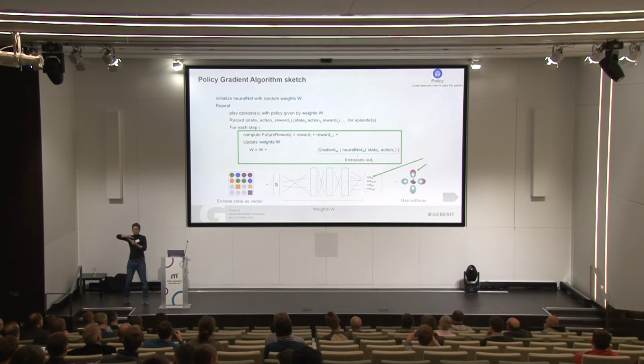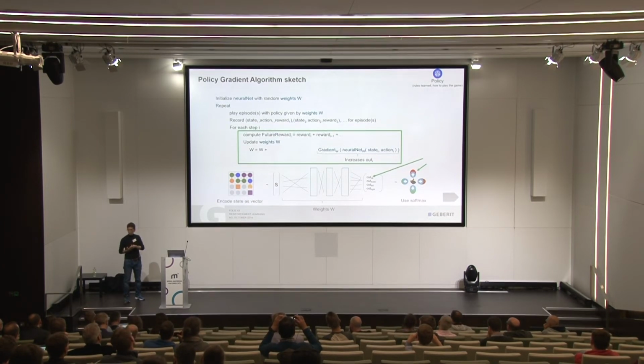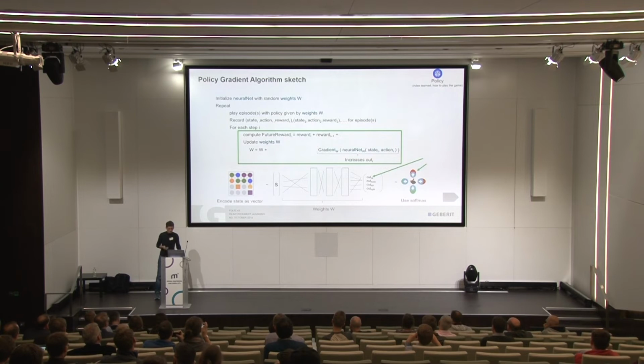Of course, sometimes the future reward is very large and we want to increase our out value a lot. And sometimes the future reward is negative and we want to decrease it. So in order to incorporate this part, we simply multiply the future reward with the gradient.